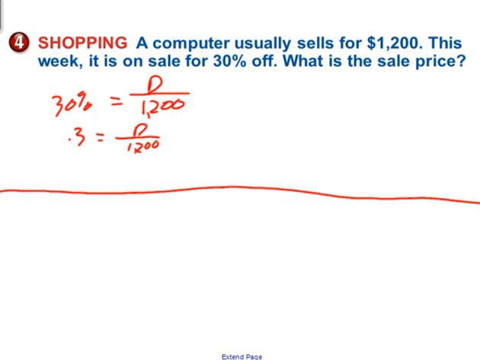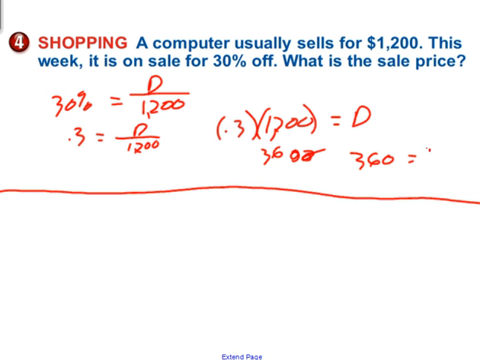All right, I'm going to multiply both sides by 1,200. 0.3 times 1,200 is equal to the discount. The discount is $360. So the selling price would be the $1,200 original price minus the discount of $360, which would be an $840 sale price. So the sale price would be $840.